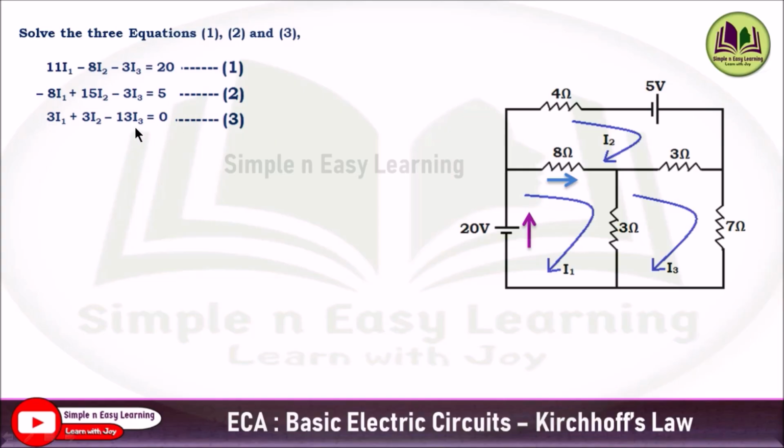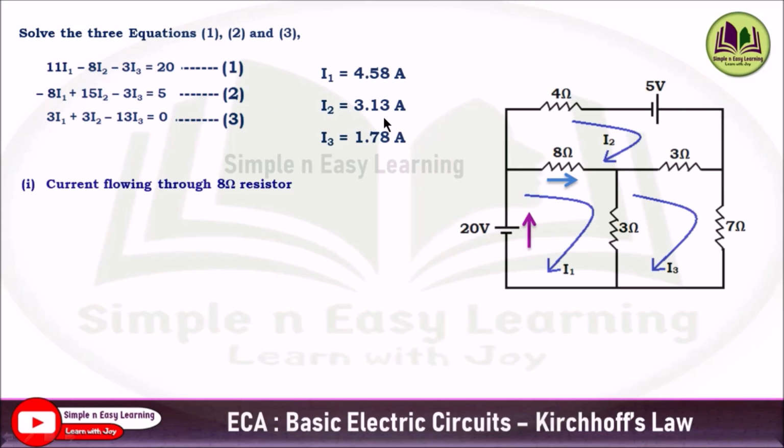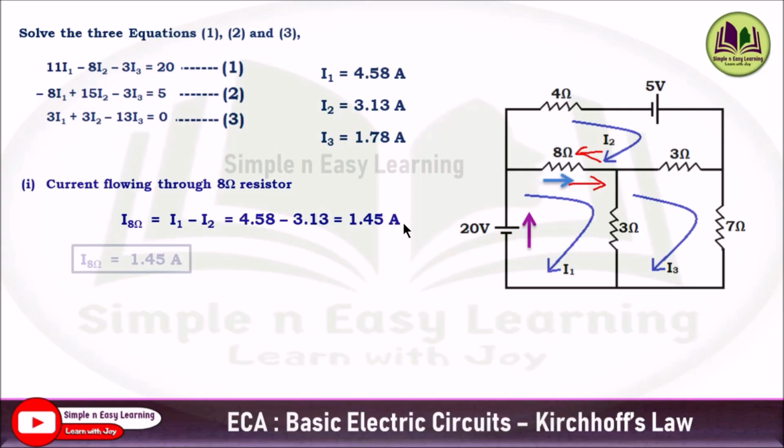We can solve these 3 equations using the equation mode in a calculator, and obtain I1, I2 and I3 directly. I1 is equal to 4.58 amps, I2 is equal to 3.13 amps, and I3 is equal to 1.78 amps. In the problem they asked to find the current flowing through the 8 ohm resistor. I1 current is flowing in this path and I2 current is opposing, so I1 minus I2 will be available at this 8 ohm resistor. So I8 ohm is equal to I1 minus I2. Substituting directly, you will be getting 1.45 amps.